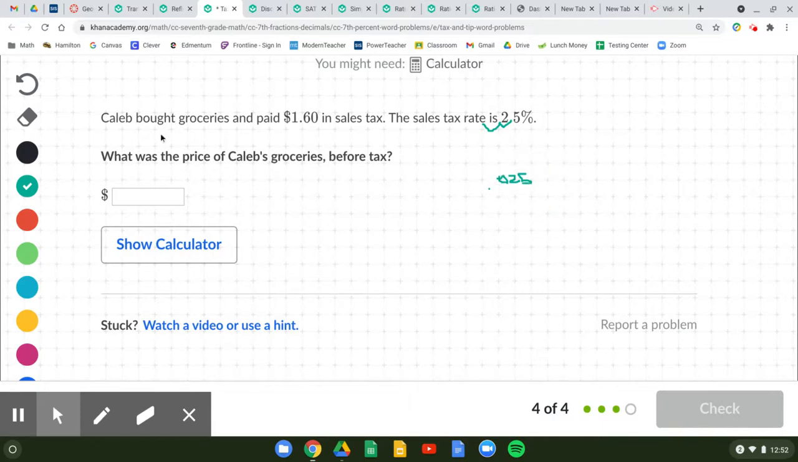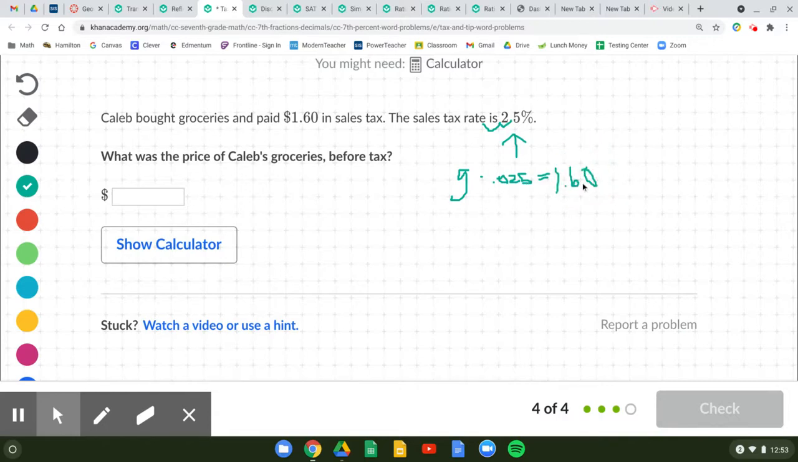We have 0.025. There. 0.025 is 2.5%. Now, we end up getting $1.60 in tax. So really the question is, how much were the groceries that I multiply with that tax percentage to end up getting $1.60? It tells us the tax percentage, and it tells us how much we paid for taxes.